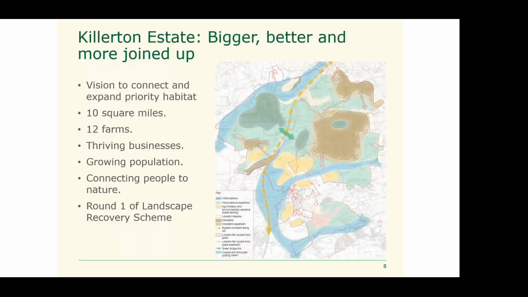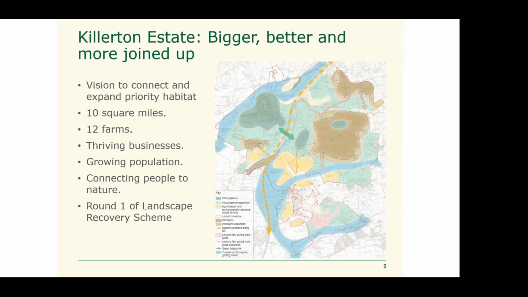So if I just give you a bit of context to Killerton. This map shows the whole estate, but also it shows you our principles of how we're going to expand and connect habitats across Killerton. So this is indicative, and this is what we work with our tenant farmers to say, where we've got woodland, we want to expand it. Where we've got floodplains, how do we restore those? How do we support farm businesses with grazing and arable production? So it's 10 square miles, about the same size as Exeter.